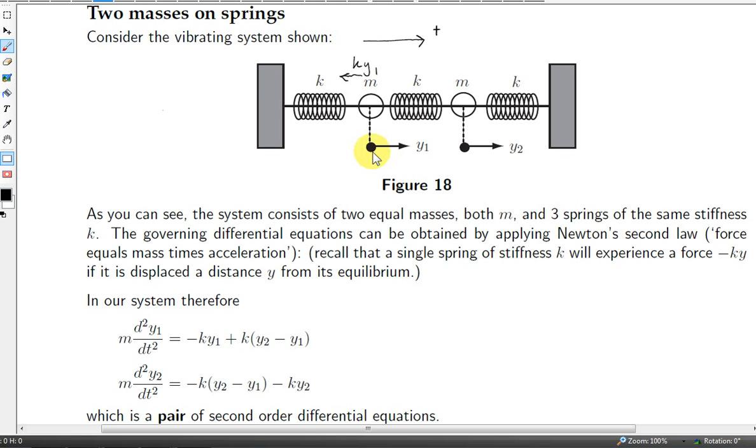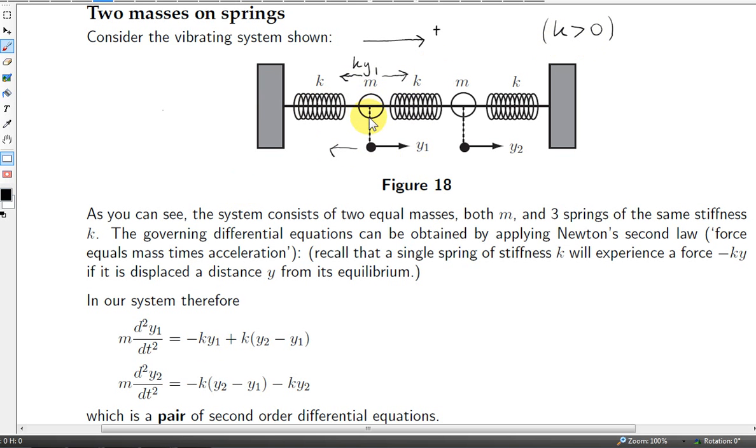And of course we can reverse this situation. If m1 was displaced to the left by an amount y1, then the force is got by negating this vector, and the spring will be compressed, so the force on the mass will be to the right. k is some positive constant that depends on the material of the spring and how the spring is made. So the minus sign indicates that we reverse the position vector for the position of this mass.